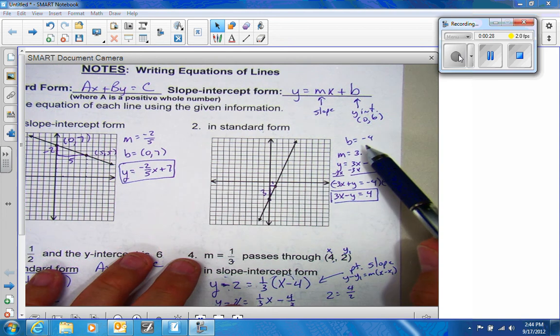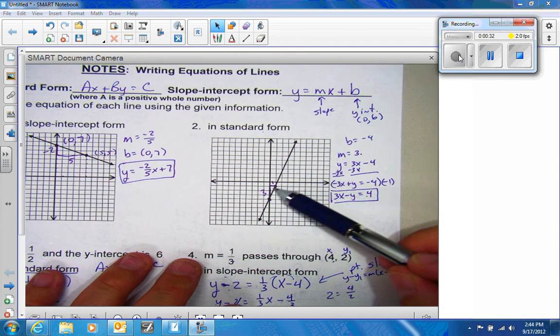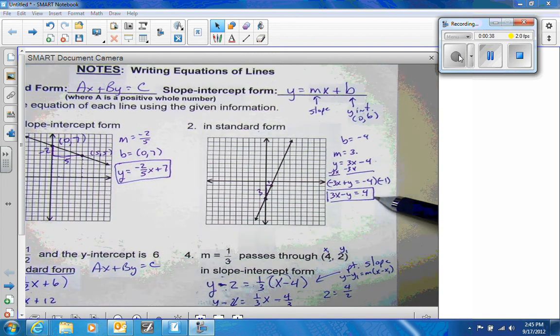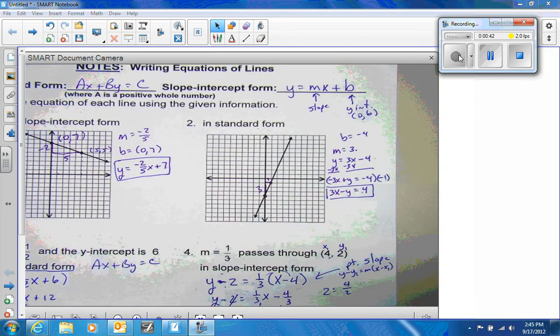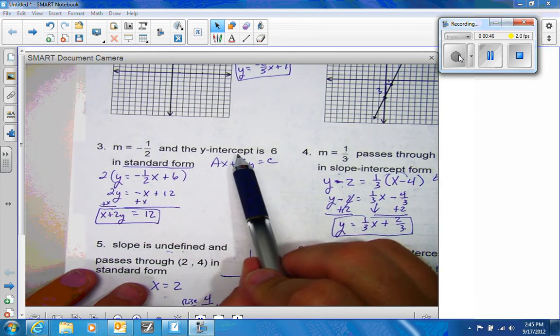So you're given 2 points. So from 2 points, you can get a slope. So it's a rise of 3 over 1. You're also given the y-intercept. Well, you can put it in slope-intercept form, but then you have to change it to standard form by doing the following steps. Number 3, you're given a slope and a y-intercept.